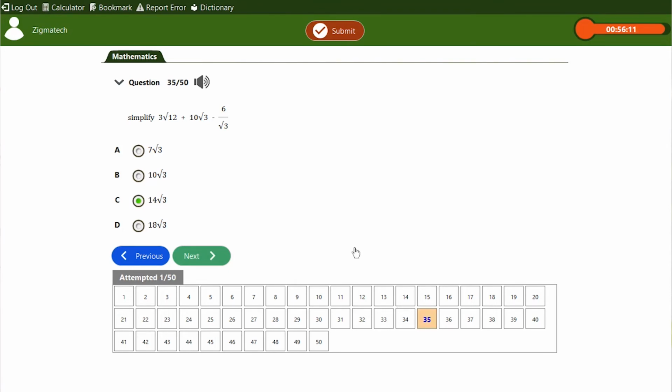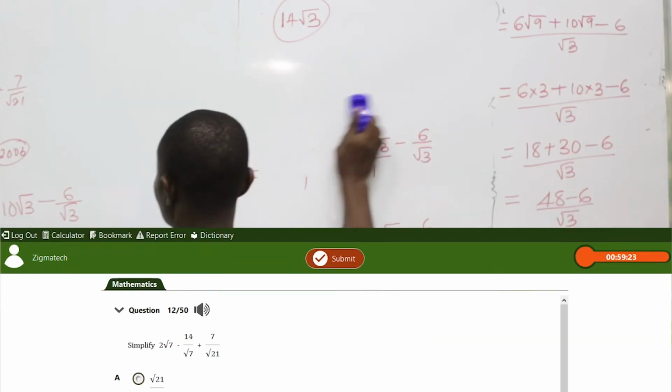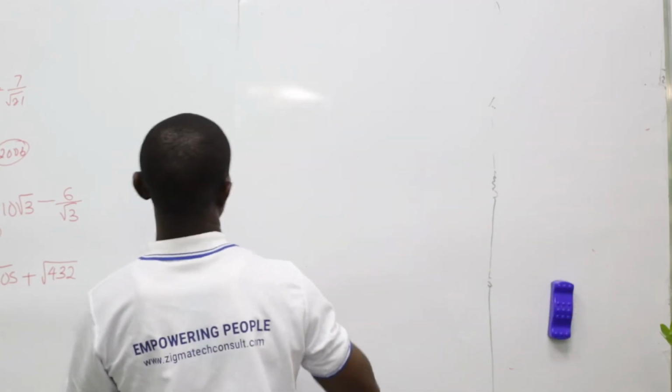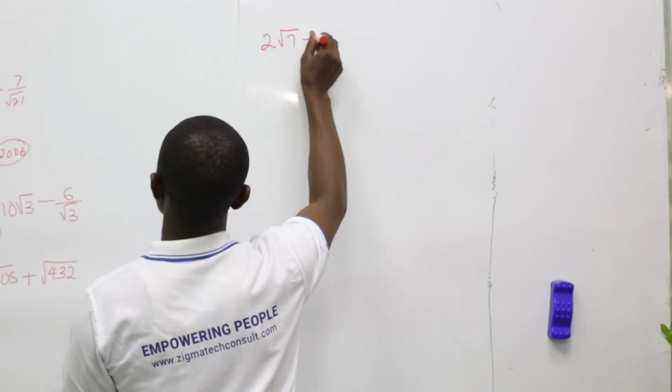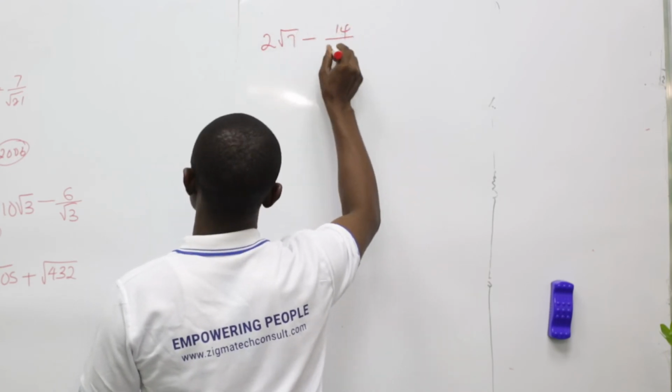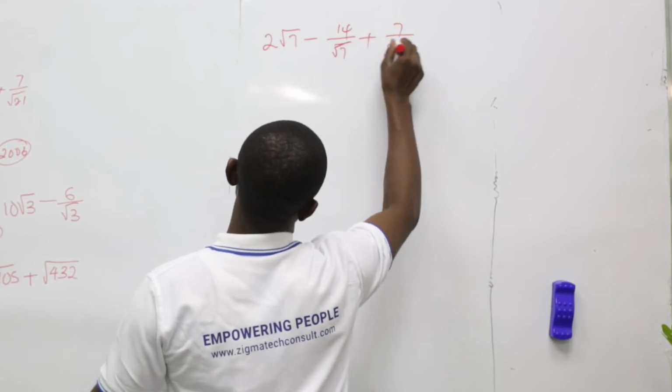Let's take more questions from past questions in another year using ExamGuide. Looking at the screen now, you have 2 root 7 minus 14 all over root 7 plus 7 all over root 21. Let us solve it. 2 root 7 minus 14 all over root 7 plus 7 all over root 21.